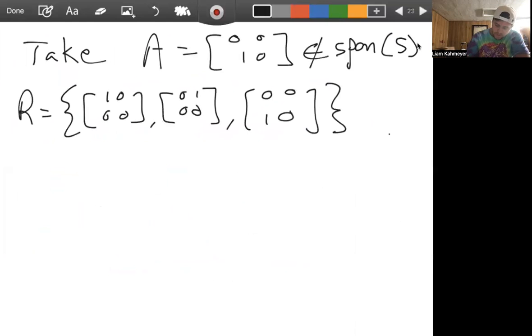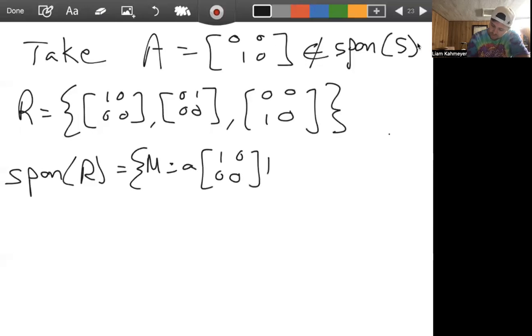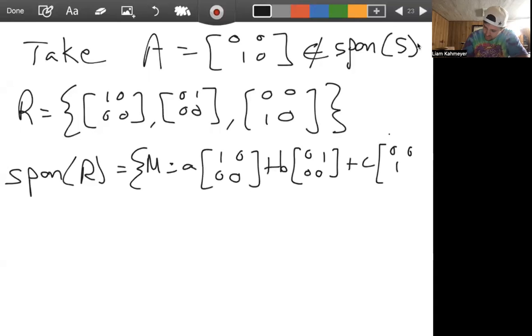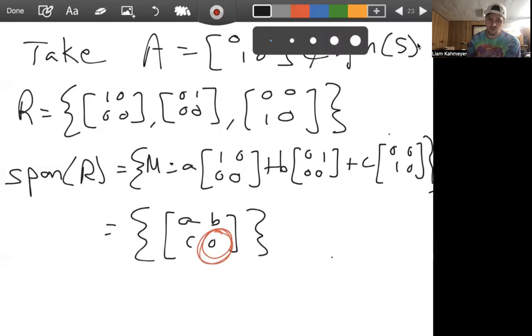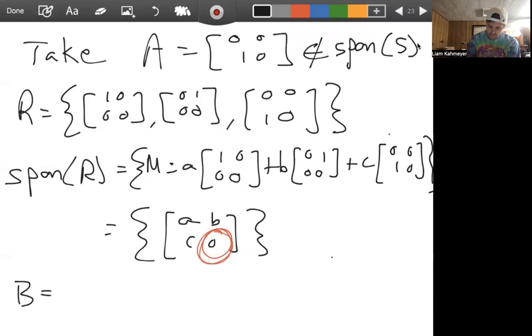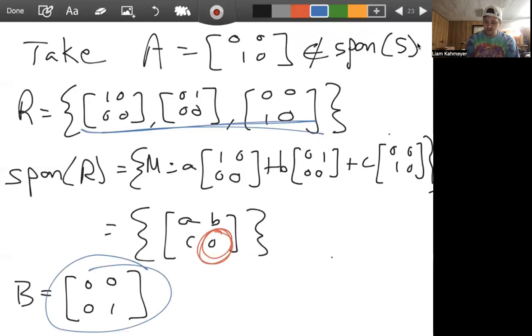Well, you may notice now, what's the span of R? The span of R is going to be those matrices M such that M equals A times [1, 0; 0, 0] plus B times [0, 1; 0, 0] plus C times [0, 0; 1, 0]. This is equal to all matrices of the form [A, B; C, 0]. Can I find a matrix that doesn't belong to this span? Sure, I just have to find a matrix such that the 2,2 entry is non-zero. So let's take B equal to [0, 0; 0, 1], right? And then let's add that. You can again verify that this is linearly independent from all of these in R.